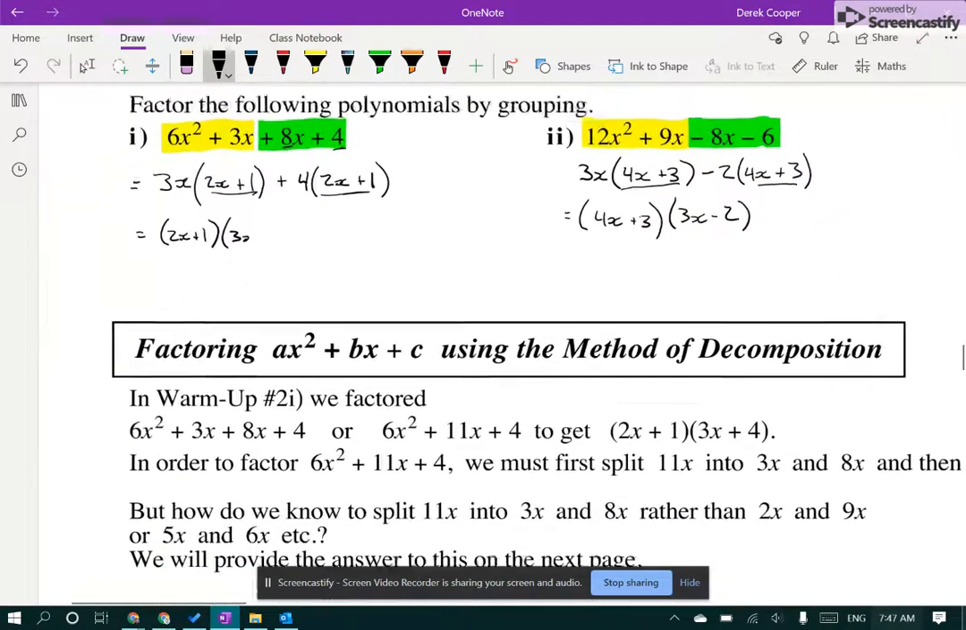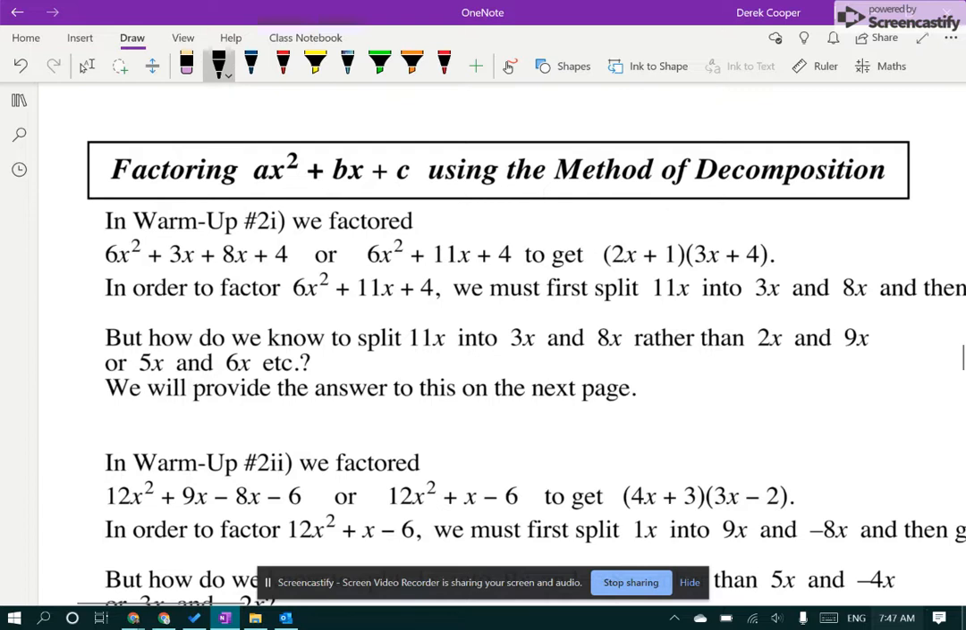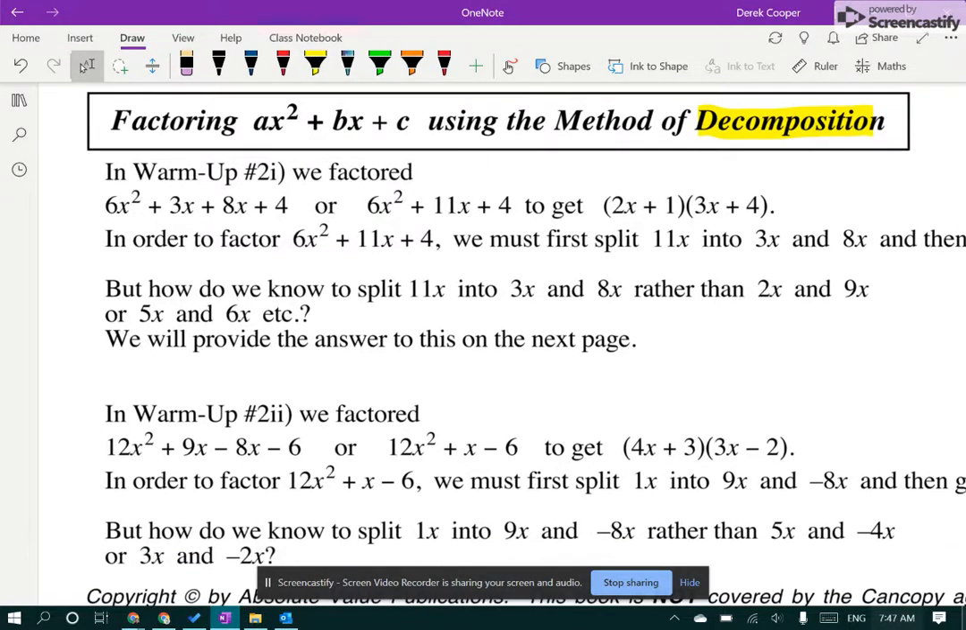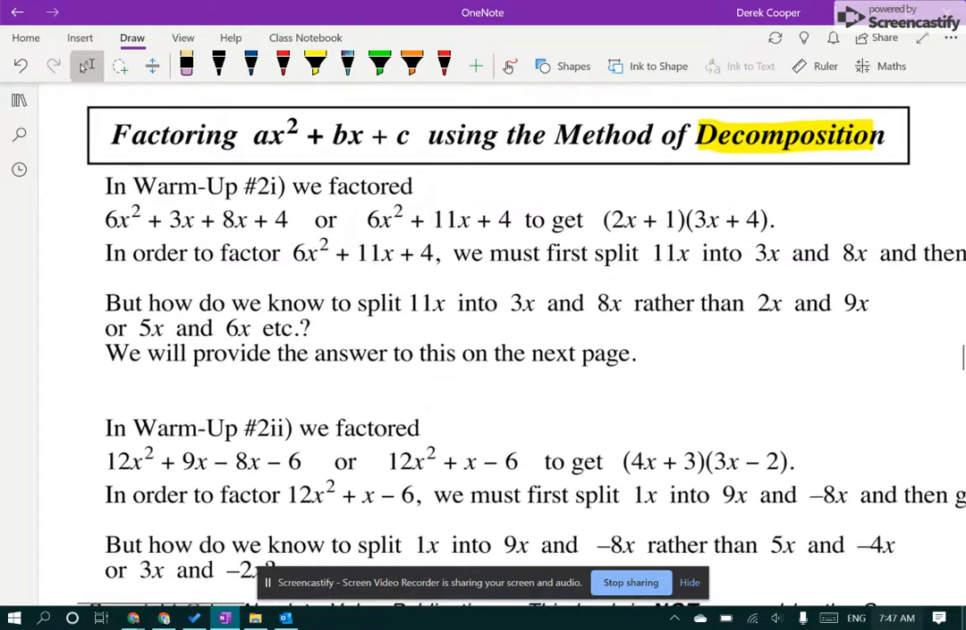Okay, so the next method that we're going to talk about is the method of decomposition. We're going to take a bit of a roundabout way to explain it. In warm-up 2, we factored this: 6x squared plus 3x plus 8x plus 4. Really, what we did is we added these two like terms together, our 3x and our 8x, and we got 6x squared plus 11x plus 4.